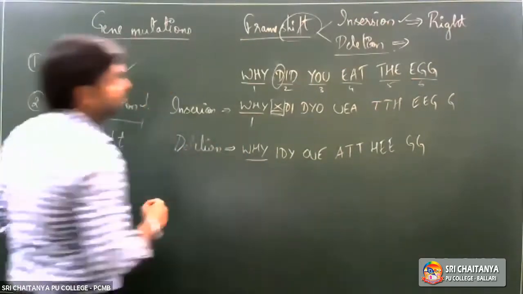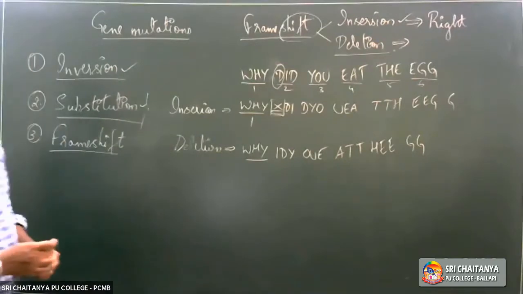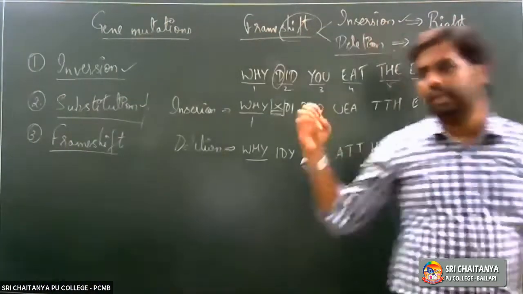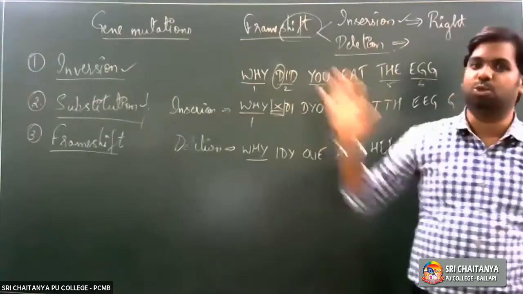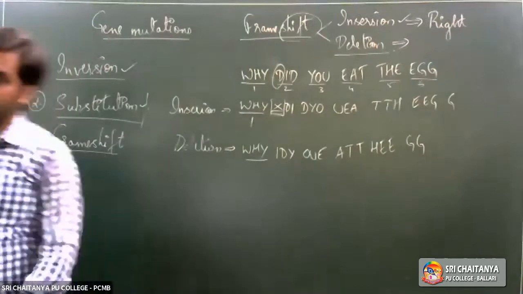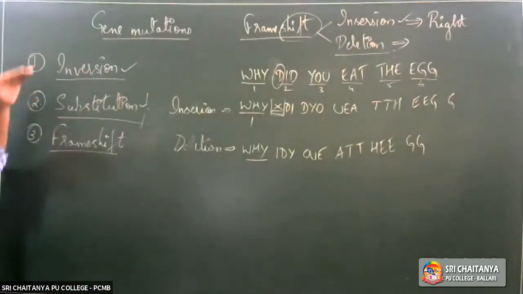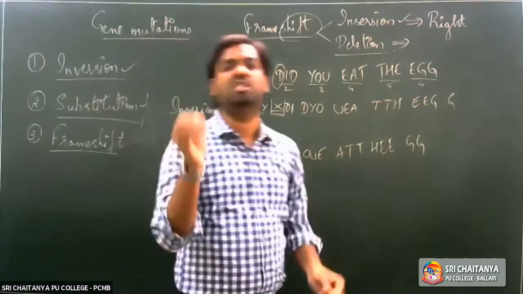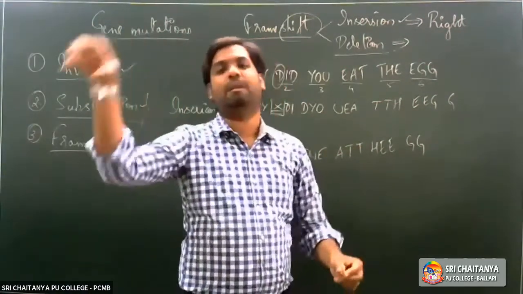Right. So this is another type of mutation, which we call frame shift mutation, which is seen only in case of genes but not in the chromosome, right? So these are the three different types of gene mutations what we have, which are called inversion, substitution mutation, as well as the frame shift mutation. In inversion, what is happening? There is inversion of the nitrogenous base happening within a triplet codon.